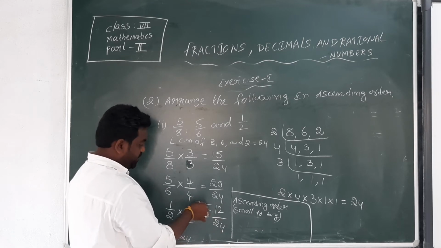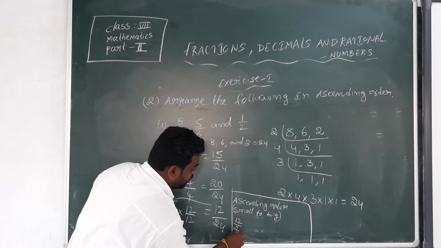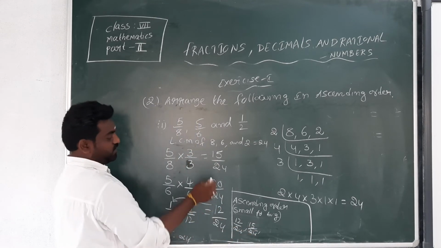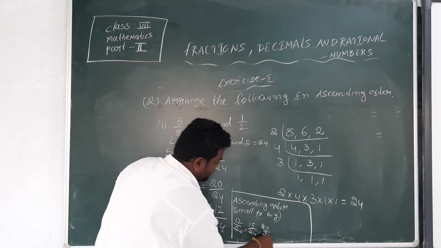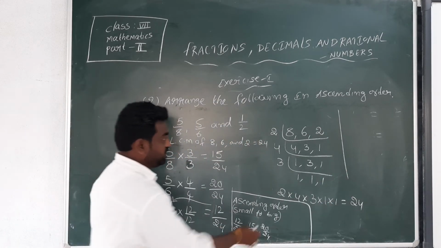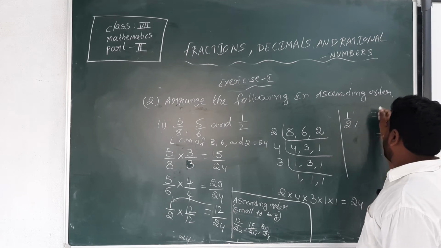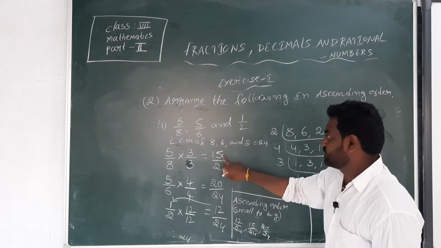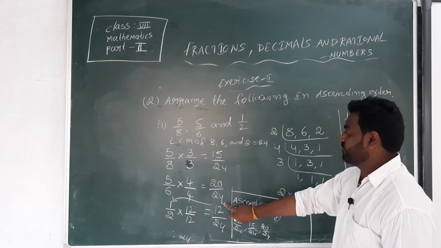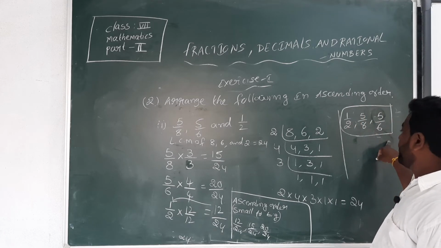12 by 24 means 1 by 2. First 12 by 24, comma, another one 15 by 24, comma, 20 by 24. 12 by 24 means 1 by 2, 15 by 24 means 5 by 8, 20 by 24 means 5 by 6. The answer is 1 by 2, 5 by 8, 5 by 6.